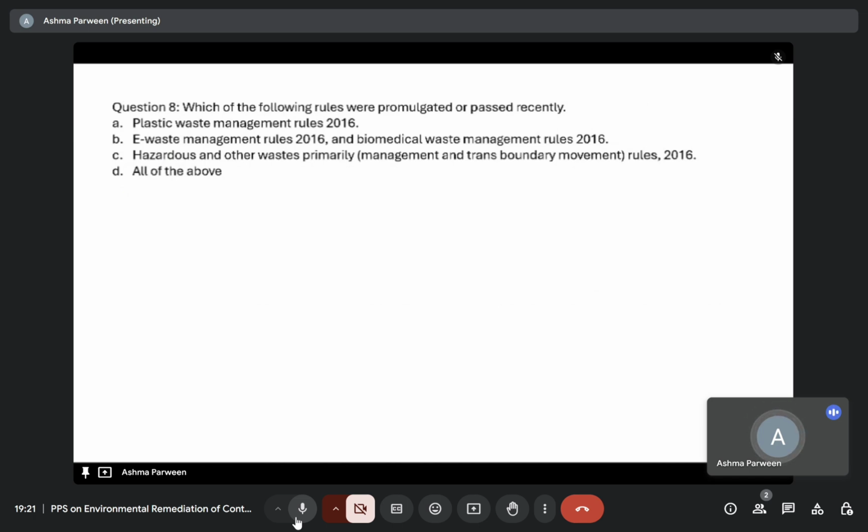So we have to find out, of these four rules, which of the following has been passed or promulgated recently. So again, I will give you all 3 minutes. Just take your time, write the option in the chat box, and then we will see which one is correct.